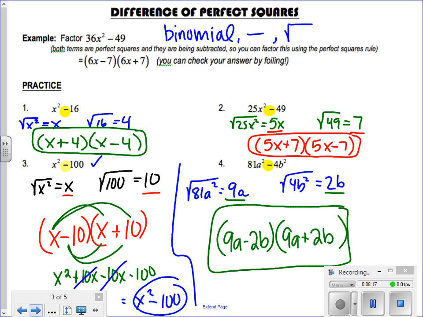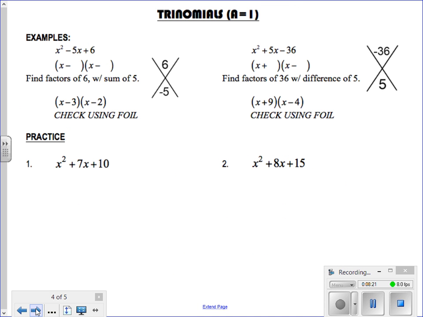Now the next 2 types of factoring we're going to do are really the same kind of factoring. I just split them up into 2 separate pages. We're going to do trinomials. A trinomial has 3 terms. There are 2 examples right above up here. I'm going to skip down to the practice. We're going to start with trinomials where the leading coefficient, that a, equals 1. That means there's a 1 in front of the x squared.